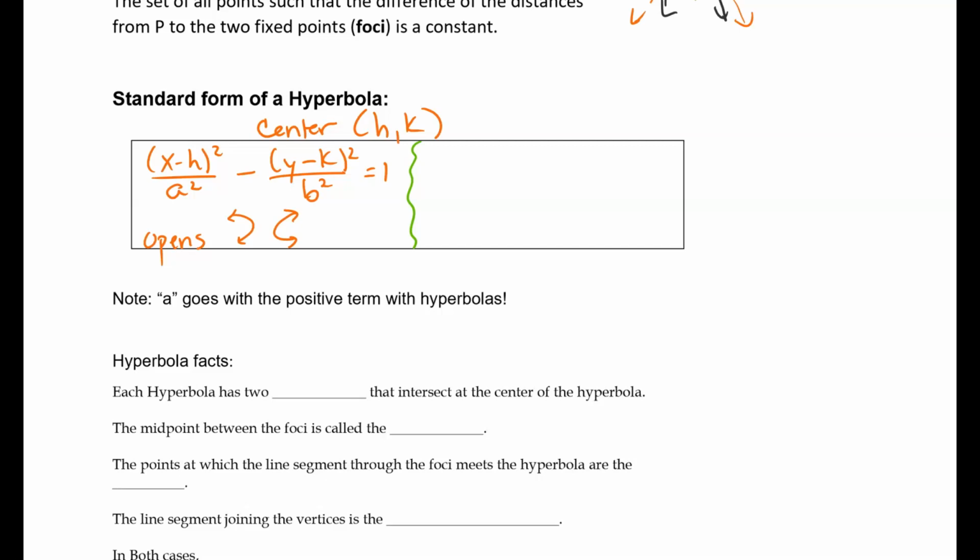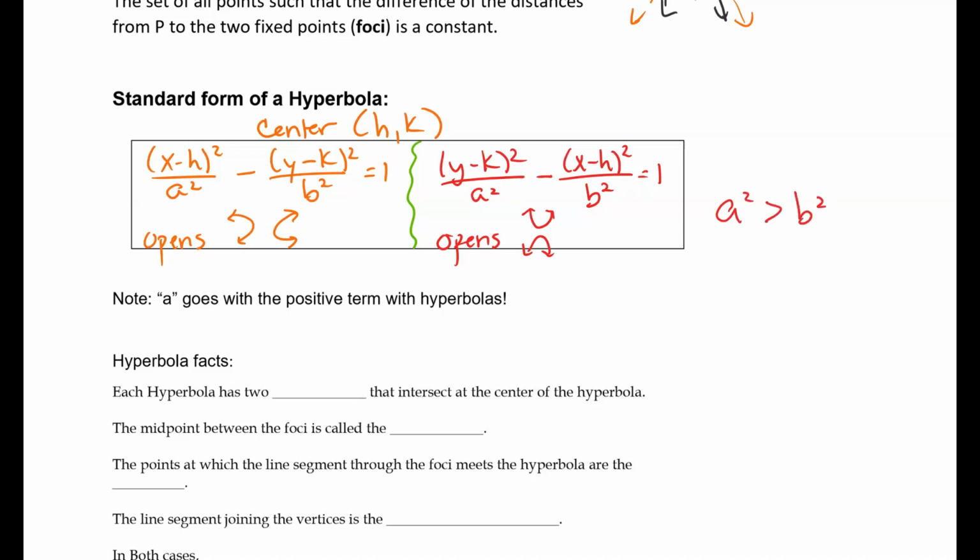And then our other form is the following. y minus k squared over a squared, minus x minus h squared over b squared, is equal to 1. This is when our hyperbola will open up or down. Notice this time a squared does not have to be bigger than b squared. That only matters for an ellipse. This time a squared is always going to go under the positive term with the hyperbola, and that is always going to be used to find the vertex.